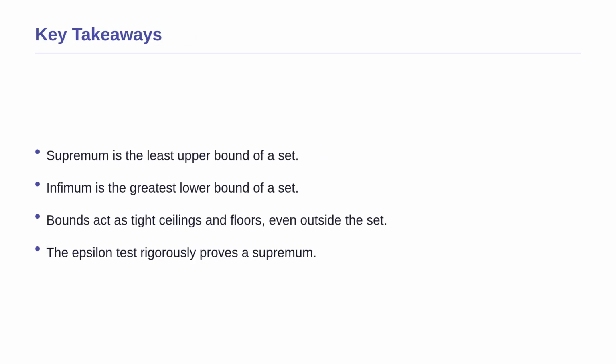We have covered a lot of ground today, so let us review our key takeaways. First, the supremum is the least upper bound, acting as the tightest possible ceiling for a set. Second, the infimum is the greatest lower bound, acting as the tightest possible floor. Remember that these boundaries are incredibly powerful because they exist even when a set lacks a strict maximum or minimum, and they do not have to belong to the set itself. Finally, the epsilon test allows us to rigorously prove these bounds. You have just taken your first major step into advanced calculus.